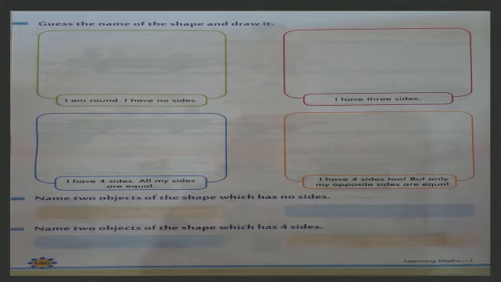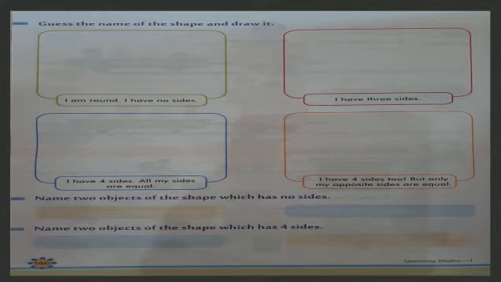Let's see the second question. Name the two objects of the shape which has no sides. So tell me, which shapes have no sides? Circle and oval. So tell me the objects that are circle and oval. First one is coin, second one is wheel. So write down in the first box coin, COIN, and in the second box WHEEL, wheel.